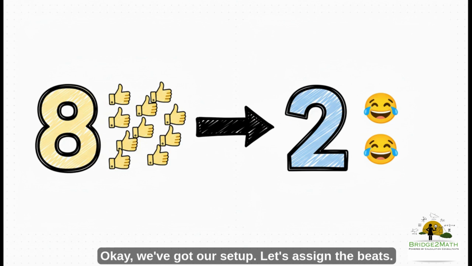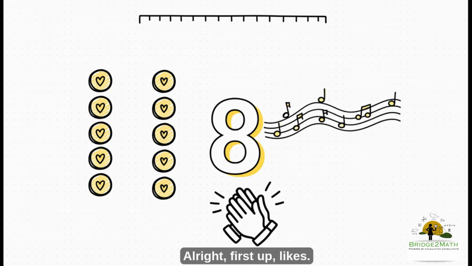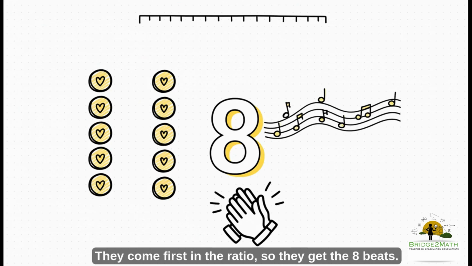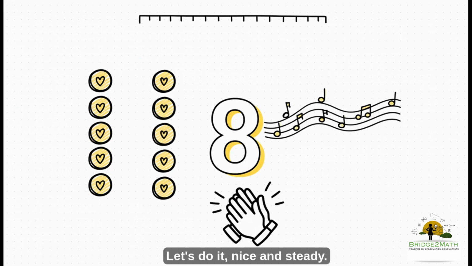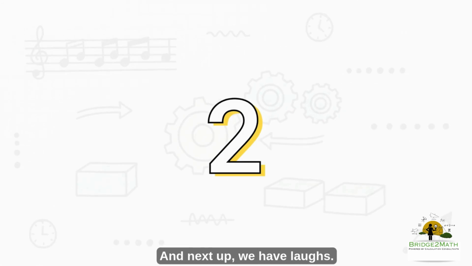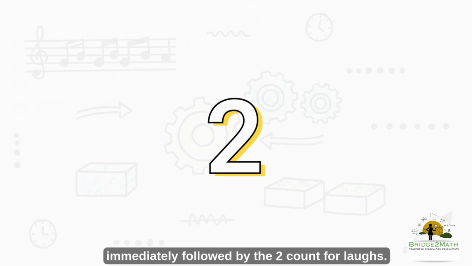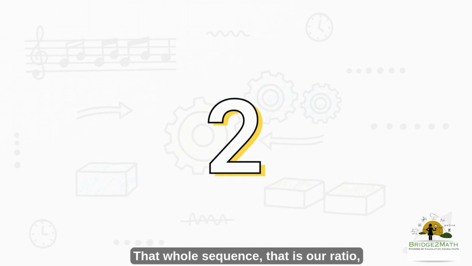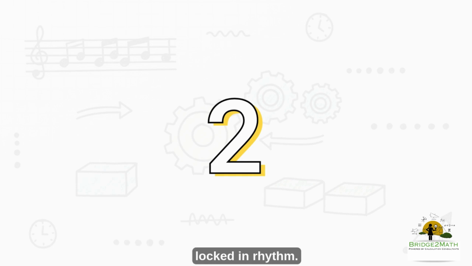Let's assign the beats. All right, first up, likes. They come first in the ratio, so they get the 8 beats. Let's do it nice and steady. 1, 2, 3, 4, 5, 6, 7, 8. Boom! That's our beat for likes. And next up, we have laughs. They get 2 beats. 1, 2. So you see, the full pattern is that 8 count for likes, immediately followed by the 2 count for laughs. That whole sequence, that is our ratio, locked in rhythm.